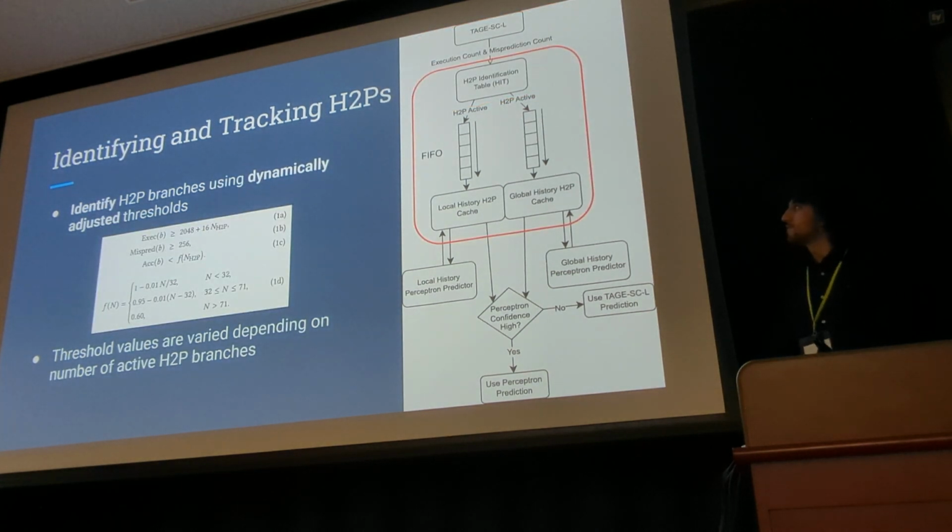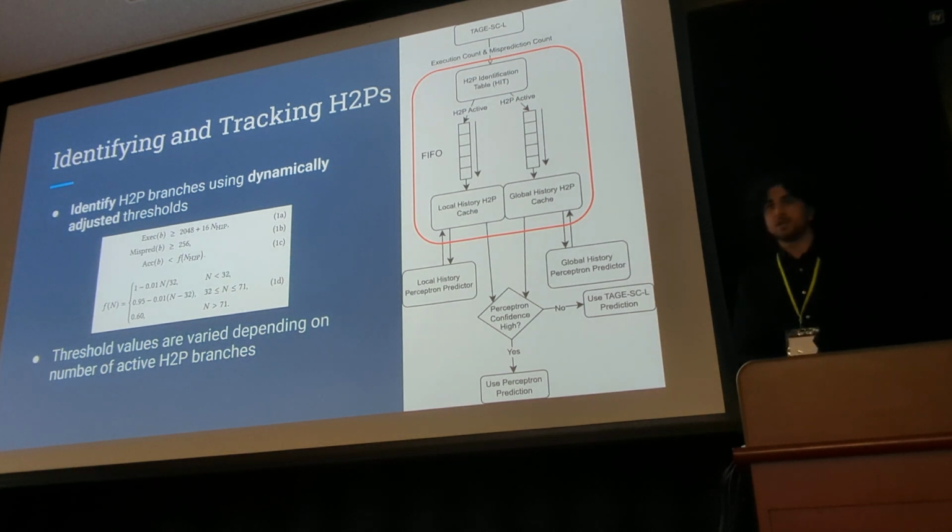And so once we have lots of information about the execution counts and the misprediction counts of the branches, we can identify something as a hard to predict branch based on some dynamic threshold. The threshold is based on a minimum execution count, a minimum misprediction count, and an accuracy threshold. And to make it better suited for varying workloads, we have our thresholds change dynamically based on the number of hard to predict branches we've already identified.